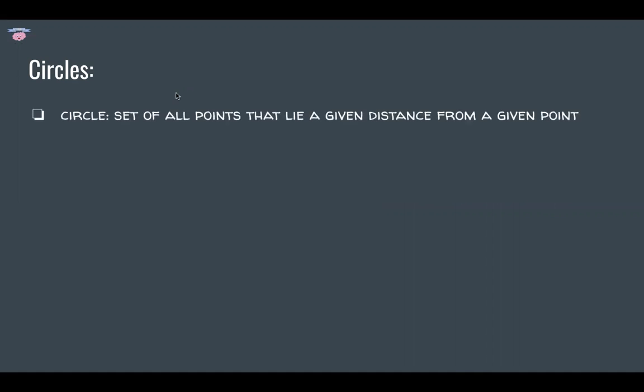A circle is the set of all points that lie a given distance from a given point. This is basically revisiting geometry. The center is the given point and the radius is the given distance. So if I were to draw a circle, like this, this is the center and this is the radius. Each point over here is the given distance from the given point.